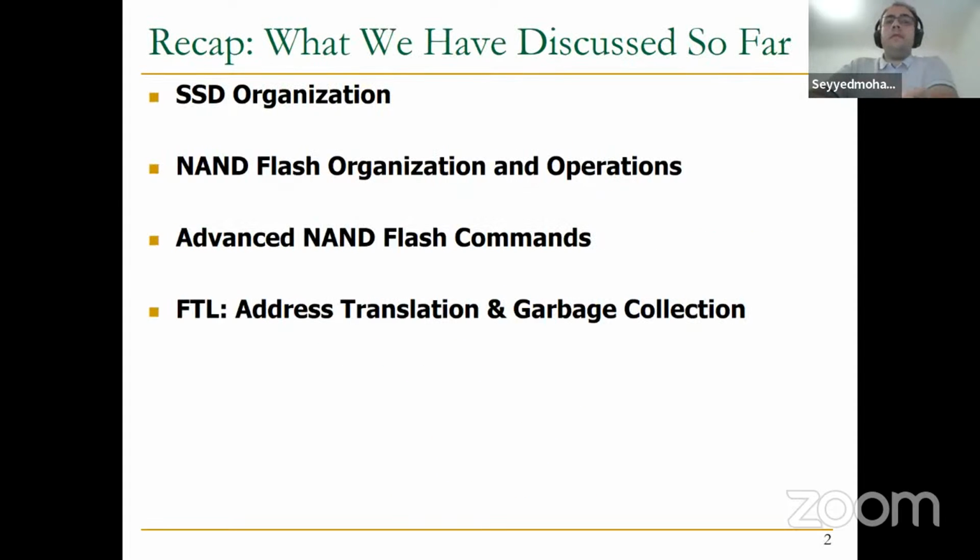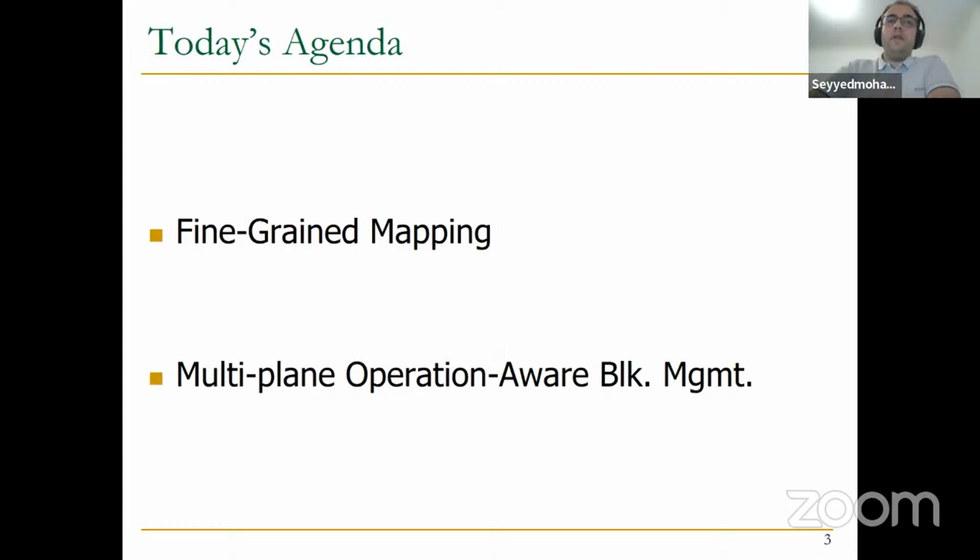As a quick recap, in the previous lecture we covered SSD organization, NAND flash organization and operation. We also covered some advanced NAND flash commands to improve the performance of flash operations. And as one of the functionalities of the FTL, we covered address translation and garbage collection. There are also other functionalities of the FTL, such as I/O scheduling, that we are going to cover in the next lectures. So today we are going to cover fine-grained mapping and multiplane operation over block management. Let's jump into fine-grained mapping.